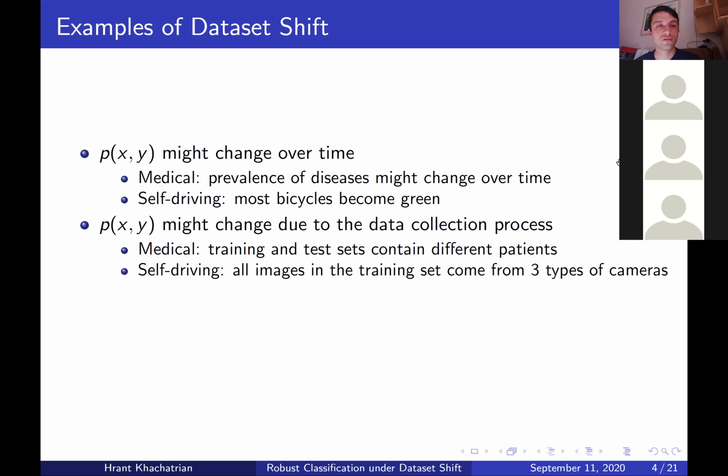So these are the things that change over time, so that whenever you collected your dataset, you were not able to predict that this kind of change might happen next.